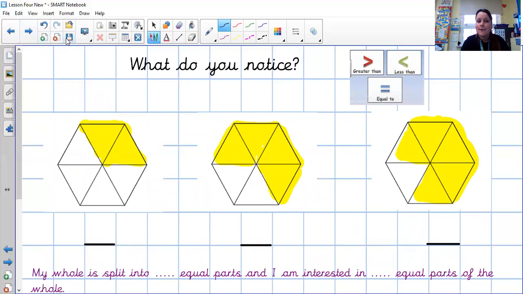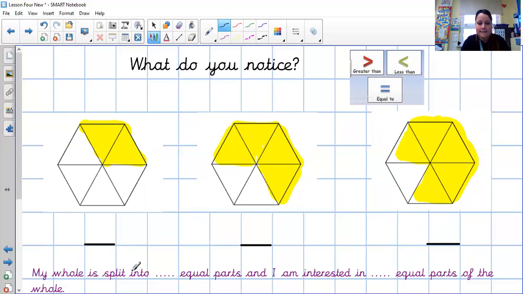So we are comparing not just two fractions today, but a set of fractions. But our fractions will still have the same denominator. So let's just have a look at what we've got on the board. And I want you to think about what you notice as we're working through this example. So let's look at the first one, and we're going to write the fraction together.